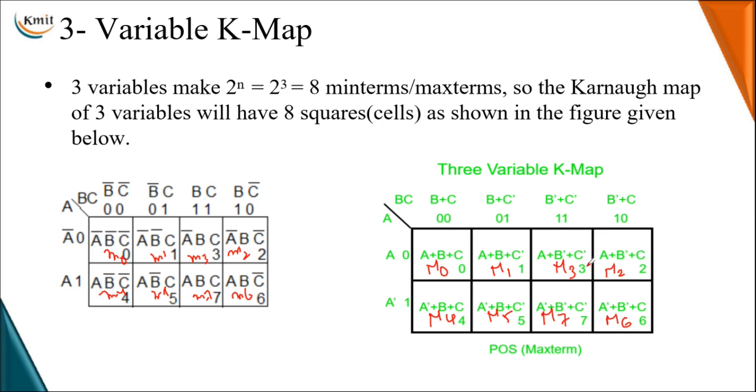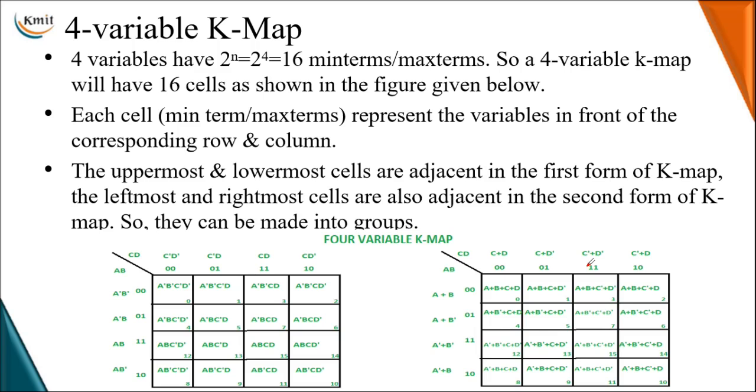Then we will go for the adjacency method. A 4 variable map should have 16 cells. Hence we are going to use 4 rows with 4 columns, which gives a total of 16 cells, starting with small m0 and ending with small m15. In the same manner for maxterms, the first cell starts with the maxterm M0 and the last cell ends with M15. So all these maxterms are mapped, and then we will go for minimization using the adjacency method.